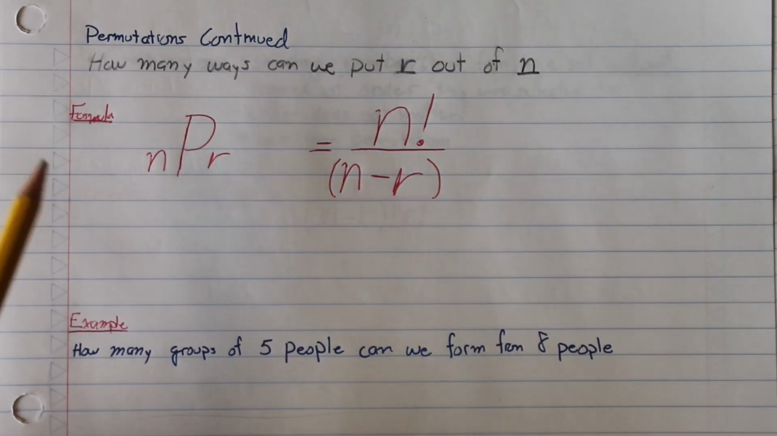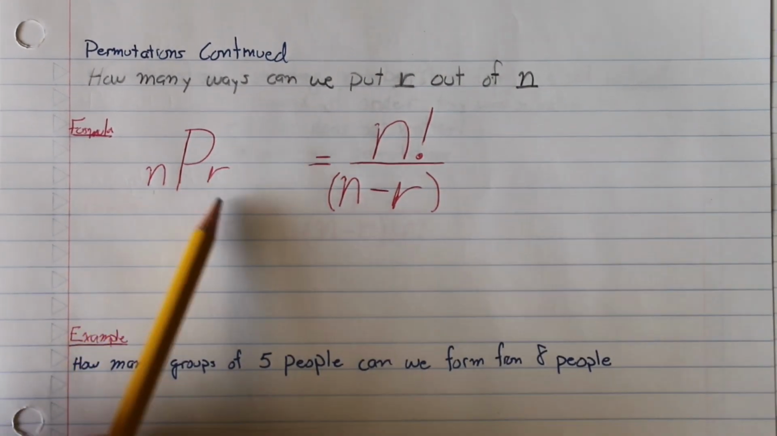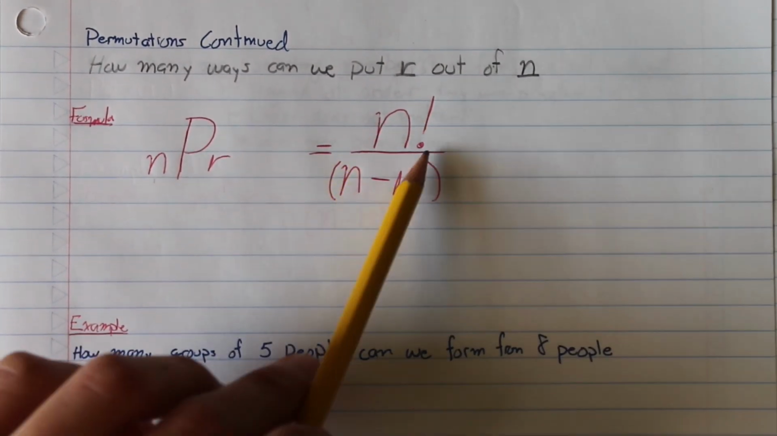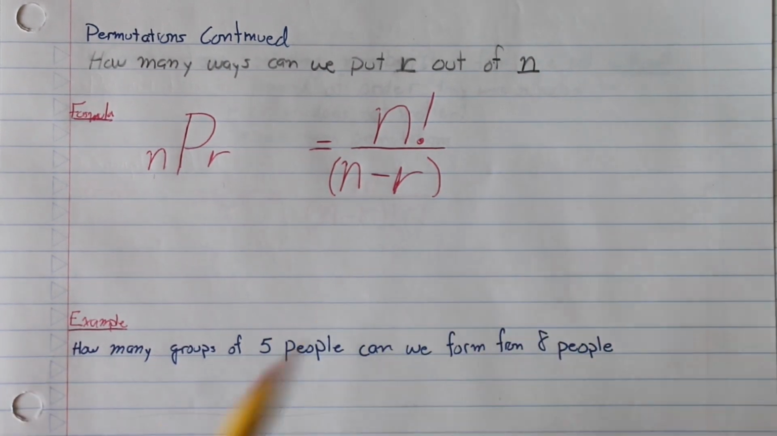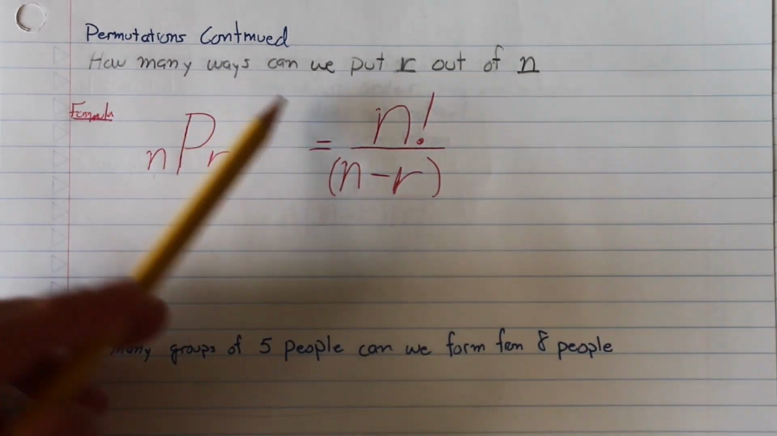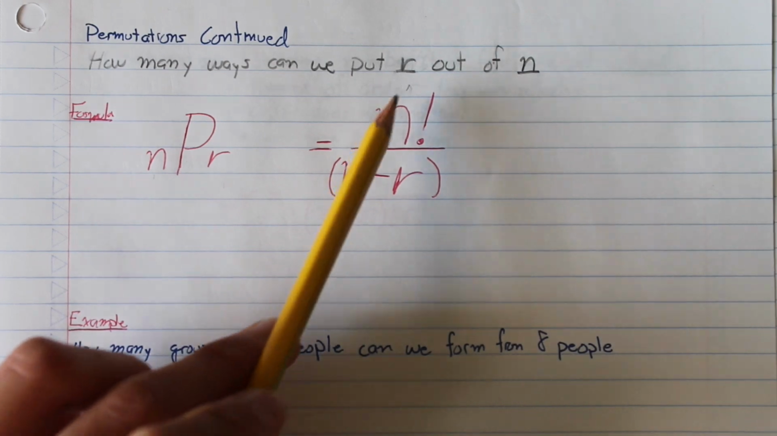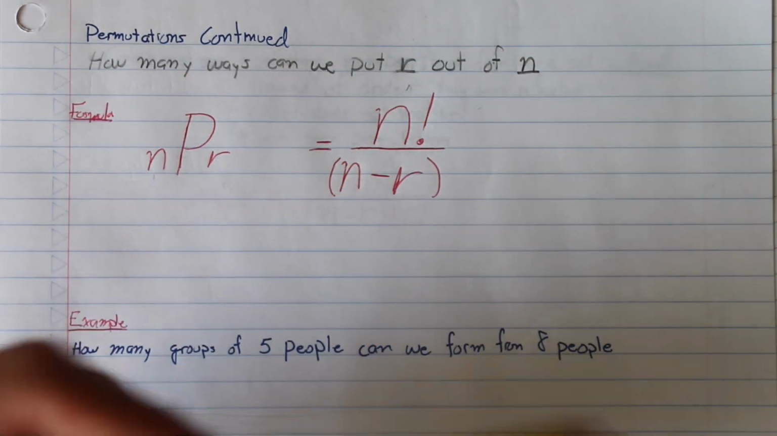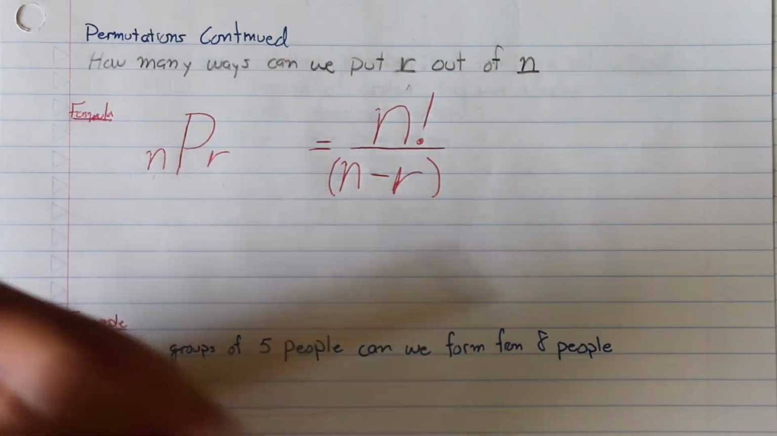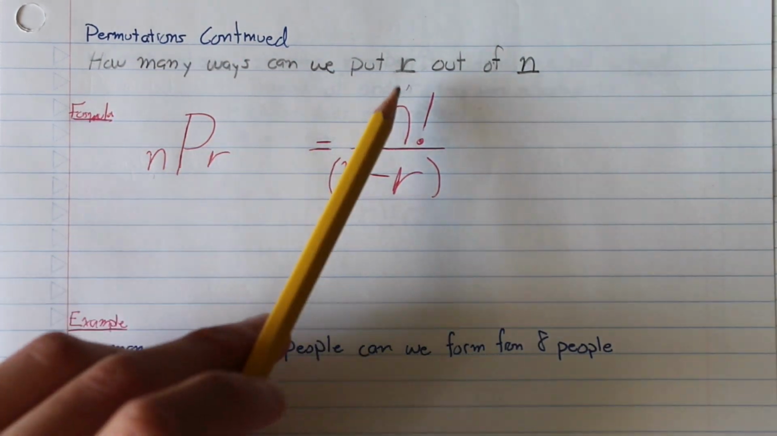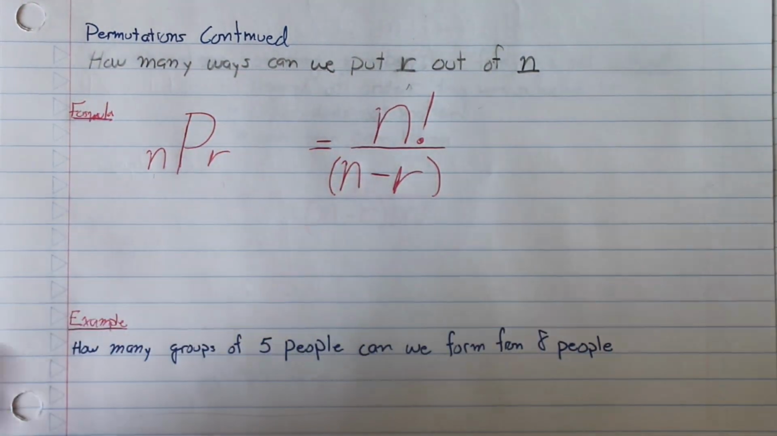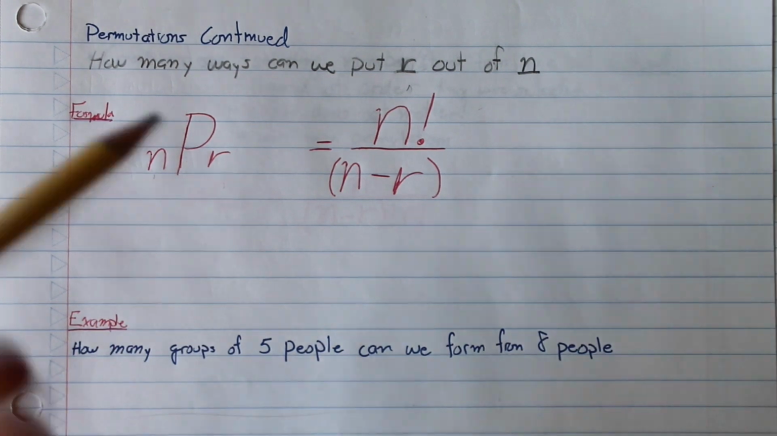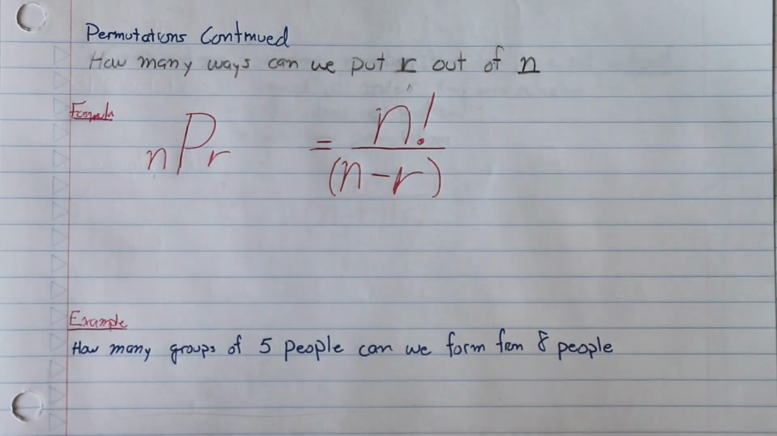Okay, so this is the equation for permutations. As you see, this is nPr, and it equals n factorial over n minus r factorial. This means how many ways can we arrange r out of n? And n will always be the larger number. That's the set of whatever you're doing, and r is the small sample of that group that you're trying to test out.